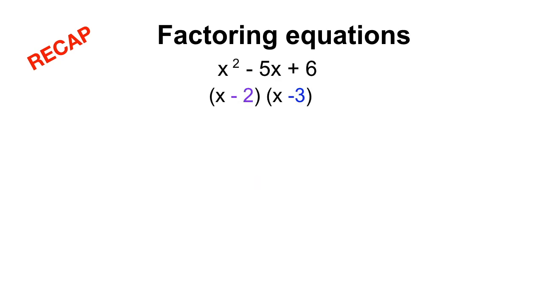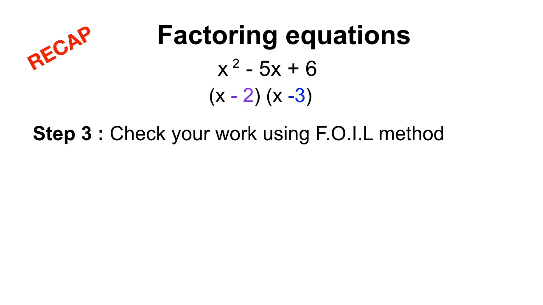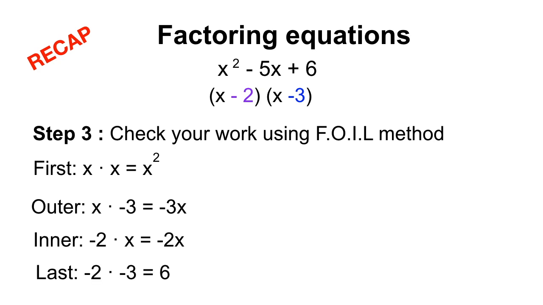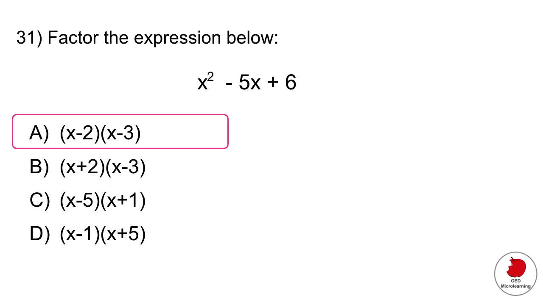Let's check that it is correct using the FOIL method that we used before. Remember, in the FOIL method, you always multiply the first expressions, so x times x is x squared. Then the outer expressions: x multiplied by minus 3 is minus 3x. The inner, minus 2 multiplied by x, is minus 2x. And the last: minus 2 multiplied by minus 3 is equal to positive 6. If you add all of these terms together, you end up with x squared minus 5x plus 6. So you can see this is a pretty straightforward method.